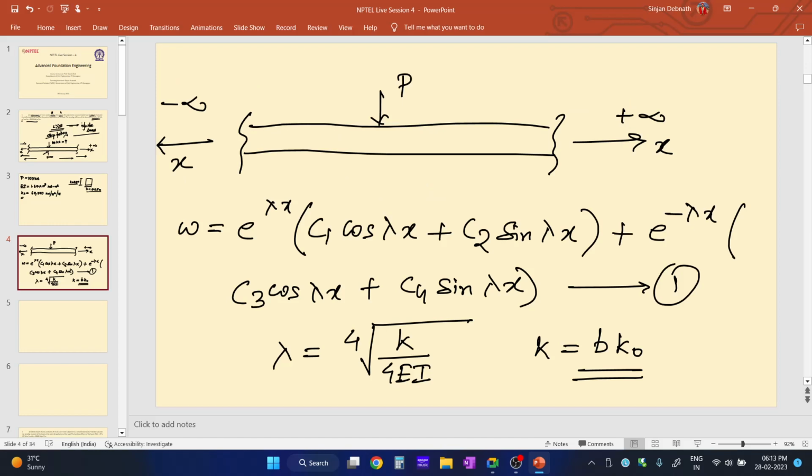This is the general equation. This is not the equation for the infinite beam. We need to derive the equation for the infinite beam for deflection. This is the general equation of deflection for a beam, not an infinite beam. So for the infinite beam, we need to find all the constants, that is C1, C2, C3, C4, using boundary conditions. If we apply the necessary boundary conditions, we will get the equation for deflection for the infinite beam.